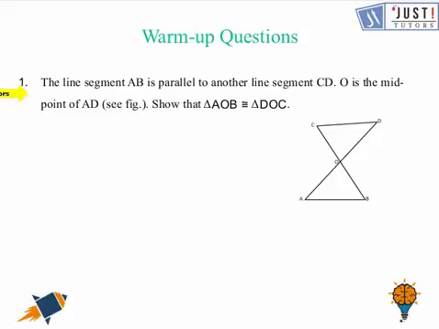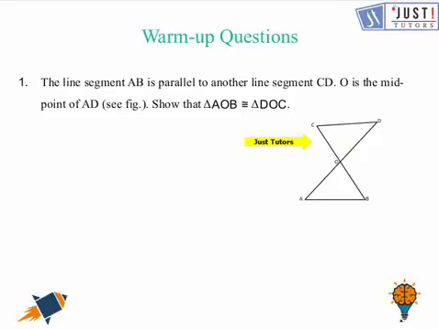In this question we are given that line segment AB is parallel to line segment CD, and O is the midpoint of AD. We have to show that triangle AOB is congruent to triangle DOC. Now let's see how we can do that.